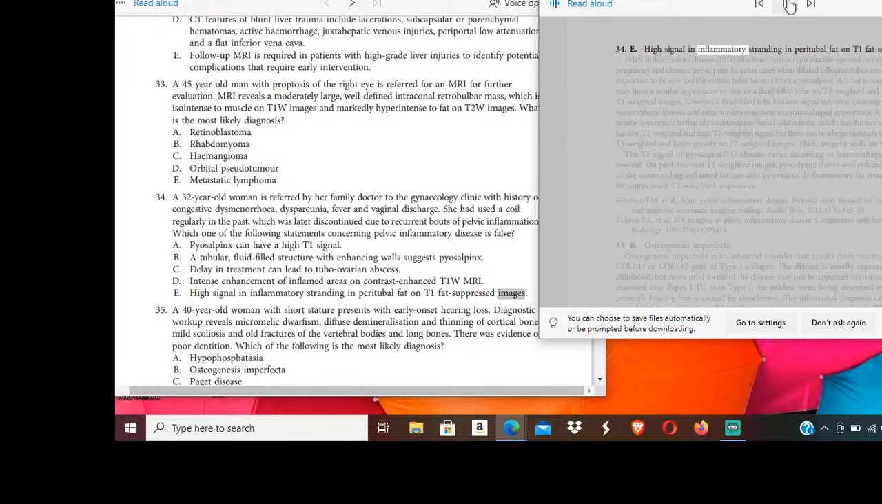34. E. High signal in inflammatory stranding in peritubal fat on T1 fat-suppressed images. Pelvic inflammatory disease, PID, affects women of reproductive age and can lead to infertility, ectopic pregnancy, and chronic pelvic pain. In acute cases when dilated fallopian tubes are detected, it is extremely important to be able to differentiate tubal torsion from a pyosalpinx.